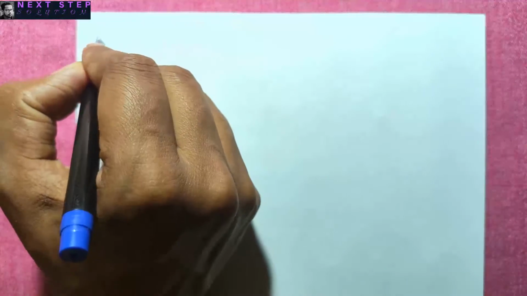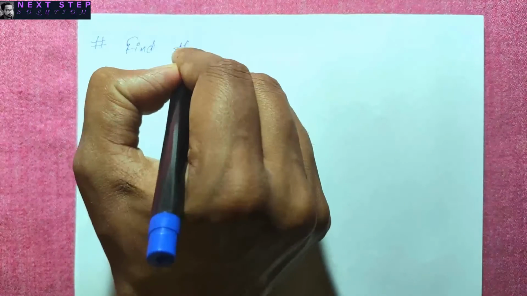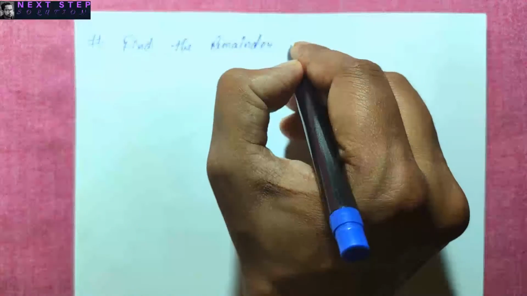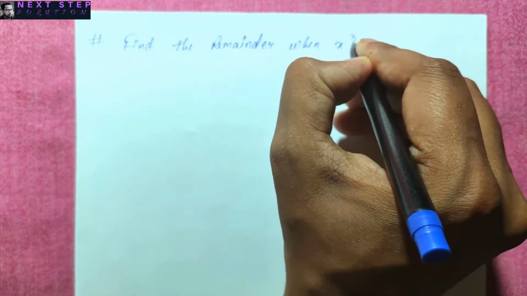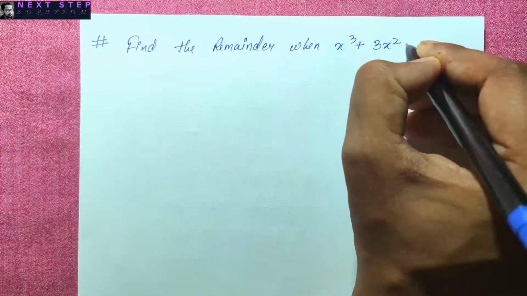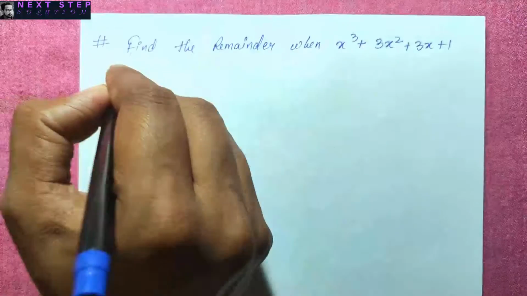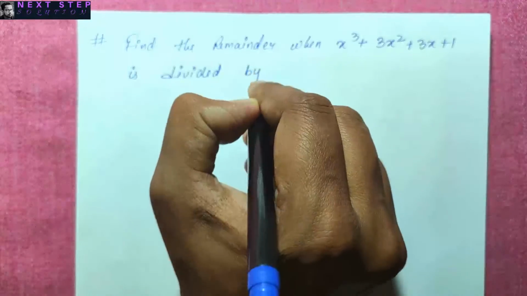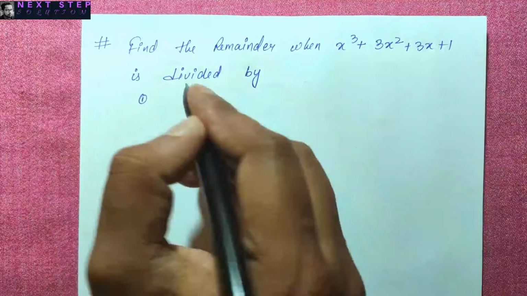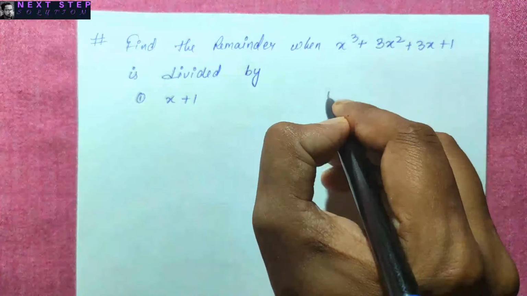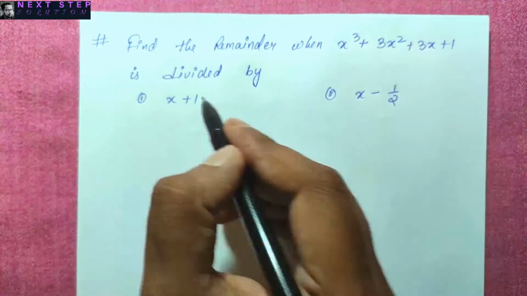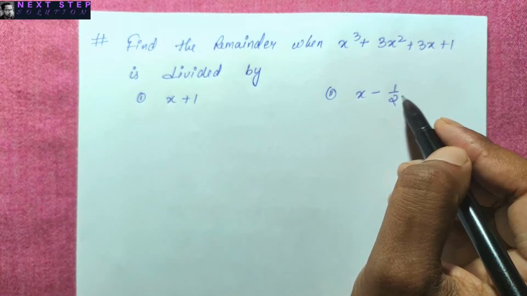Now the next question is dividing a polynomial. Find the remainder when x cube plus 3x square plus 3x plus 1 is divided by something. First of all we will divide it by x plus 1, and then we will also divide it with x minus 1 by 2. For whole numbers it is easy, but for fractions you need to see how to solve.